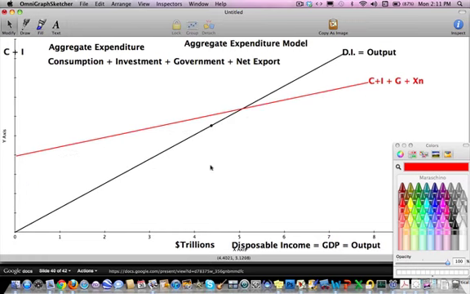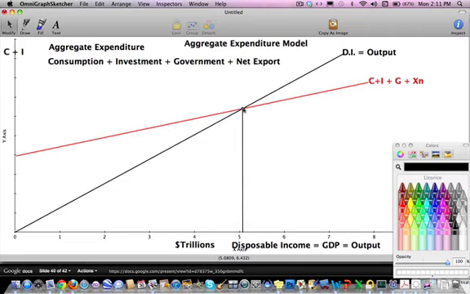And what I want you to notice is the equilibrium that we have once we're done with our model, which basically we're almost there. The equilibrium is given by this point, right? Where aggregate expenditure is equal to disposable income. This is where our economy is going to be at equilibrium.